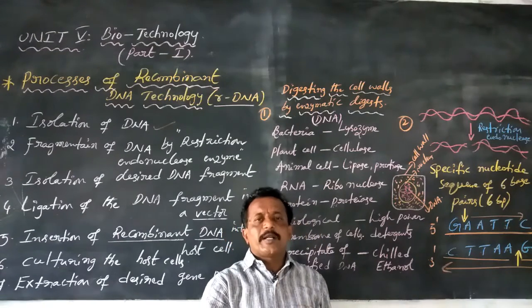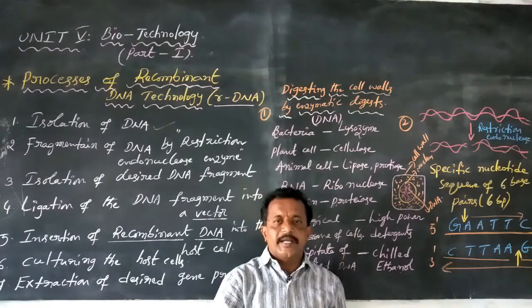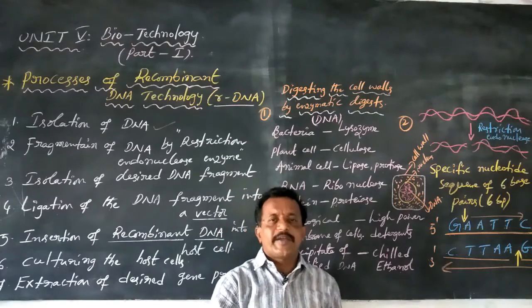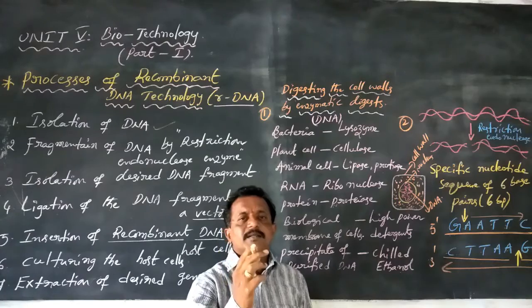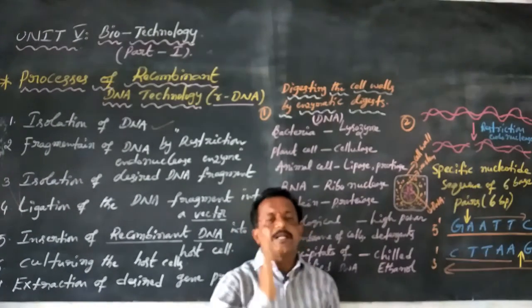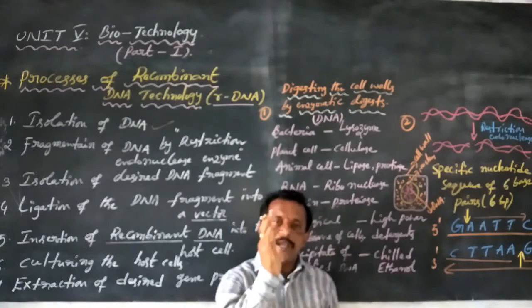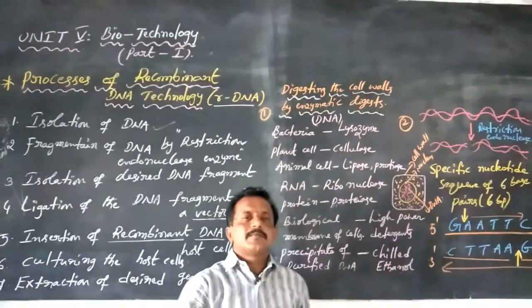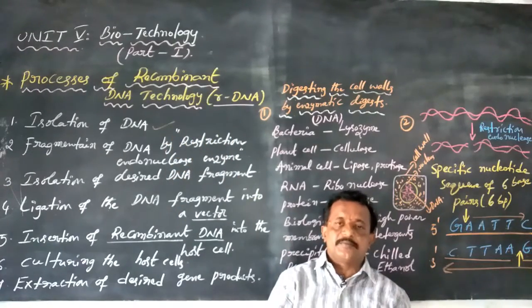But in a few organisms, especially viruses, RNA acts as the genetic material, such as the HIV virus, the influenza virus, and the tobacco mosaic virus. These viruses contain RNA genetic material. Anyhow, the nucleic acid DNA acts as genetic material, and this DNA is involved in the process of recombinant DNA technology.